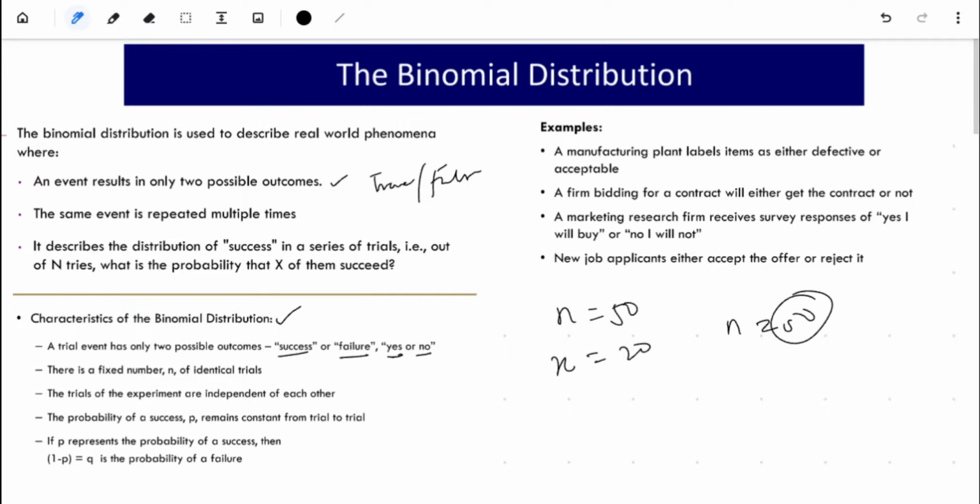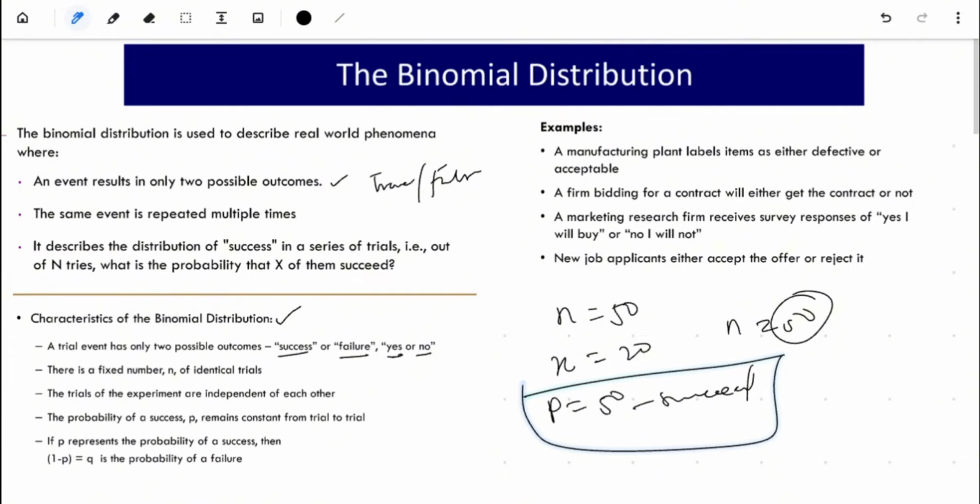The probability of success p remains constant from trial to trial. So when you are given in a binomial distribution a probability that, let me say, 50% of a certain number is success, right? This will be the success probability for the whole trial, right? Unless maybe they state otherwise.